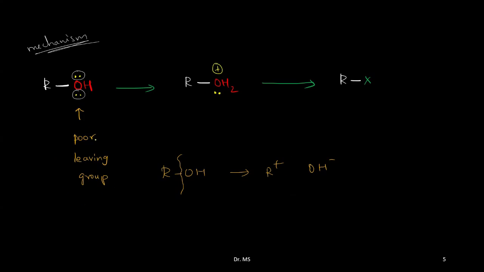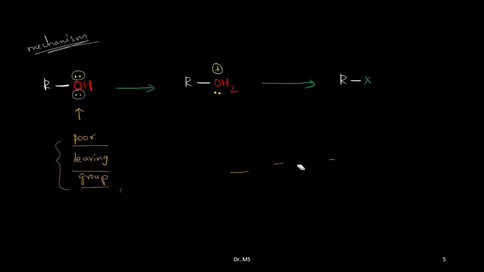Suppose there are two partners, and the bond or relation between them is weak, then they can easily break it. But if the relation is very strong, then we cannot break the bond. The same way here, the ROH has a strong relation that we cannot break. So a poor leaving group means it can never leave, it doesn't want to leave.